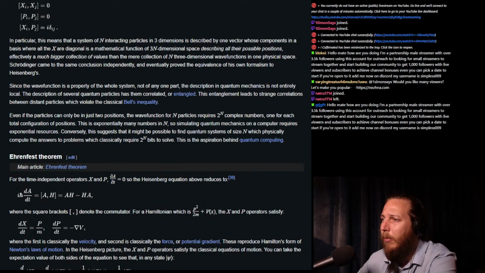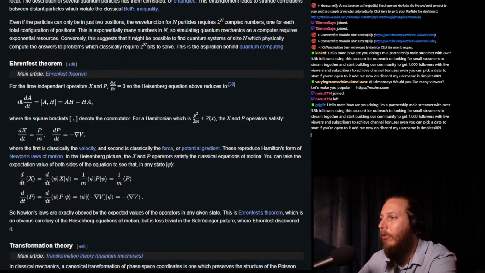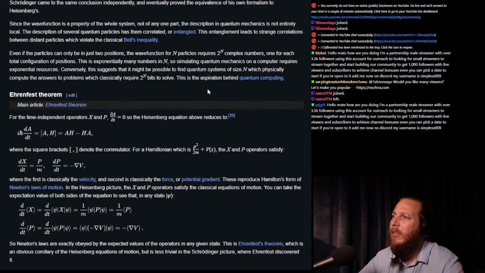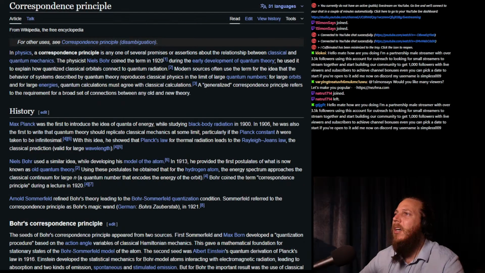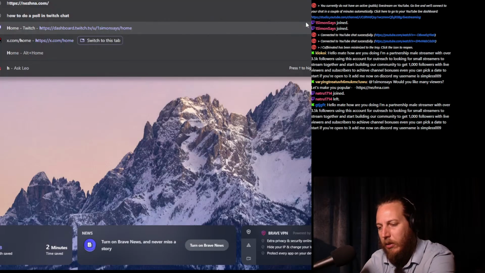Conversely, this suggests that it might be possible to find quantum systems of size n which physically compute the answers to problems which classically required 2 to the n bits to solve. This is the aspiration behind quantum computing, which suggests that it might be possible. Okay, we haven't read the correspondence principle. We're gonna have to look.